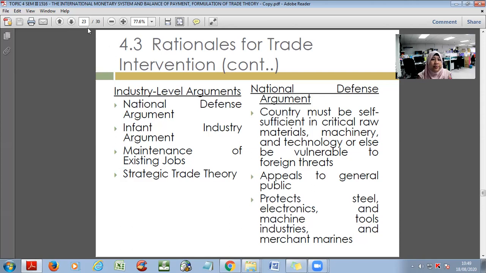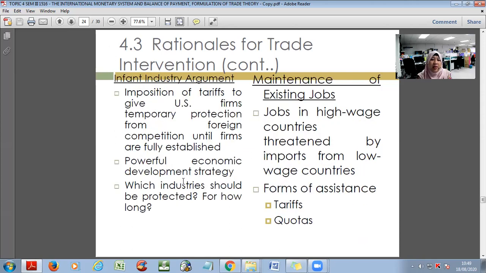Okay, the second one is the infant industry argument. Of course, the most protected industry is Proton, okay, and Malaysia's land system. The question is asking which industry should be protected, and for how long. I think until now both of these companies I mentioned have been protected for long. Proton since 1984, it's already 36 years it's been protected by the government. Maybe you know what I'm trying to say here, right?